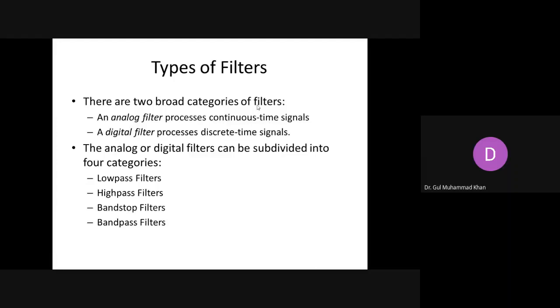Fundamentally, there are two types of filter: analog filters and digital filters, which we discussed a little earlier. Then there are further subdivisions in the form of low pass, high pass, band stop, or band pass. These are the fundamental categorization.